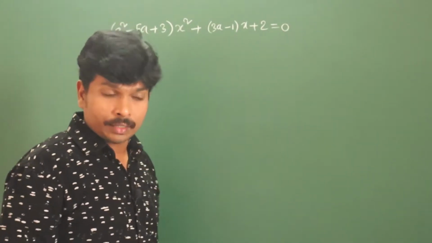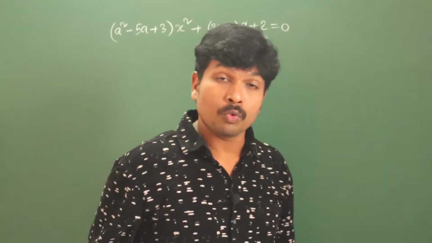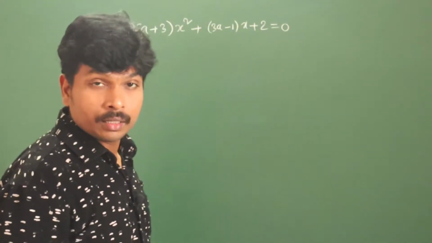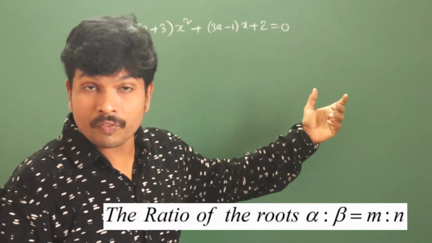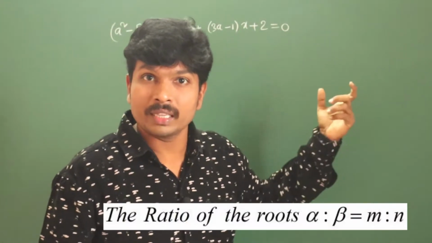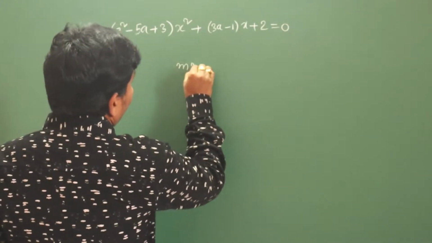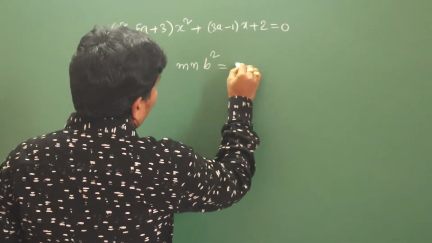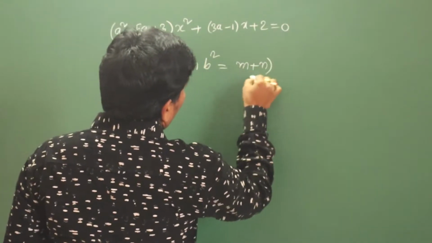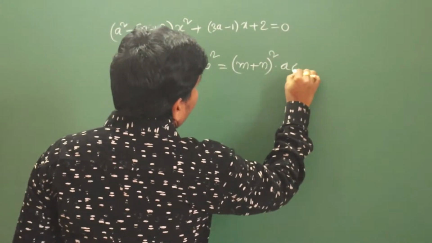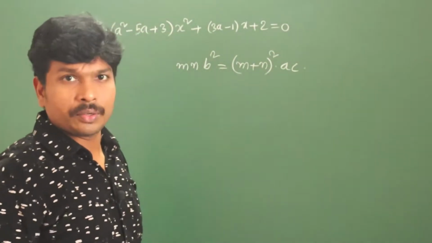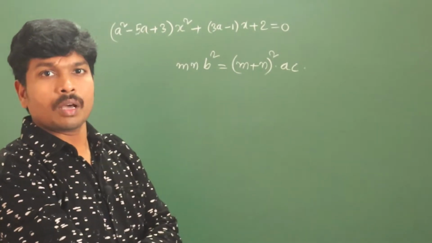We have the relation. That point is most important, I said, no? Tell me. If the ratio of the roots alpha is to beta equals m is to n, then your condition is mn b square is equal to (m plus n) whole square into AC. Substitute in it, your problem will be solved.